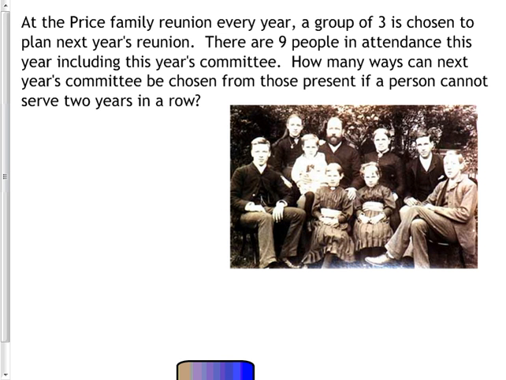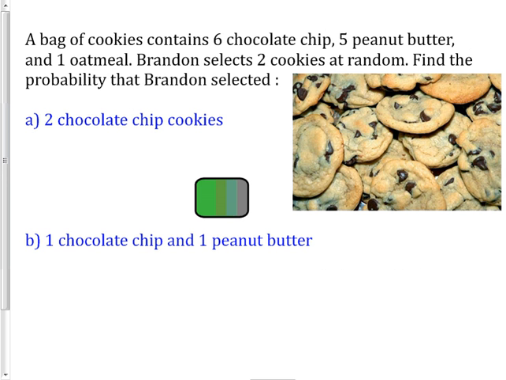There's 9 people in this family, and a group of 3 is chosen to plan the next year's reunion. Well, then they have 9, and they're going to choose 3. Do you think the order matters? Like, you're the number 1 committee person? No, it's just a committee. So this would be an order doesn't matter.